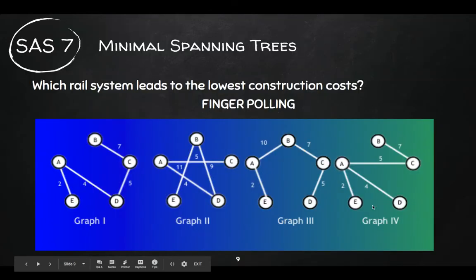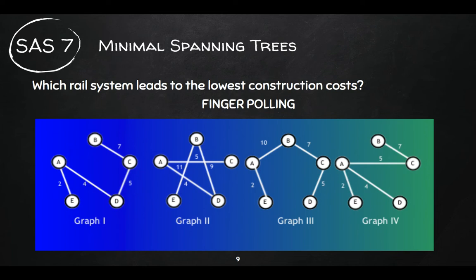All right. Which rail system leads the lowest construction cost? All you got to do is find out which one costs the least. They say they're the same, but they are the same. Look at that.